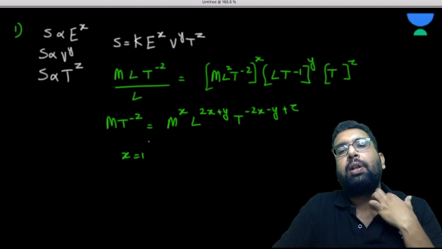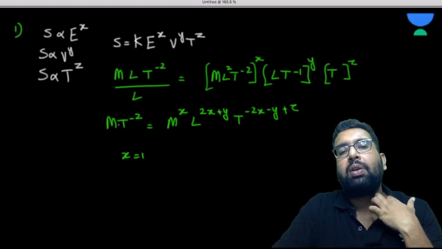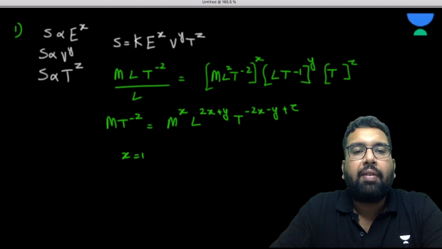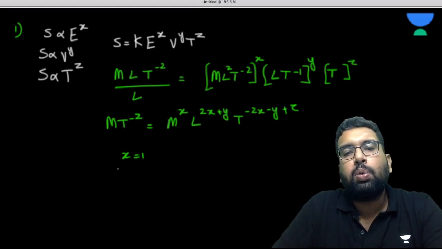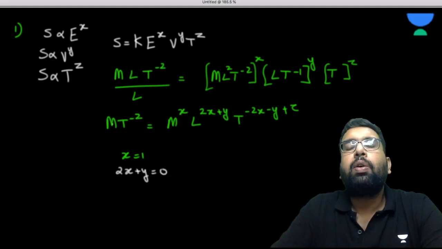So if I compare the bases, I can have x is equal to 1 right away. Do you agree or not? Okay. Now we can say that 2x plus y is equal to 0, because on the left hand side I can write it like this also, na?